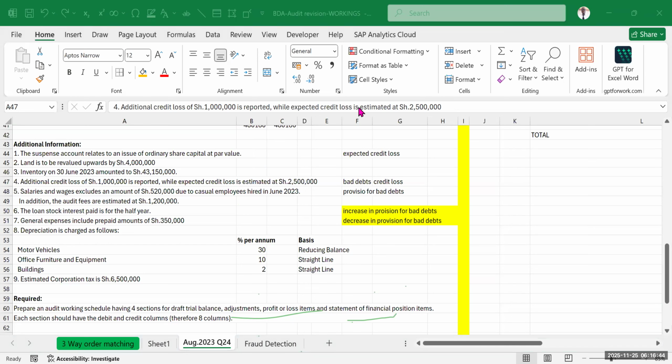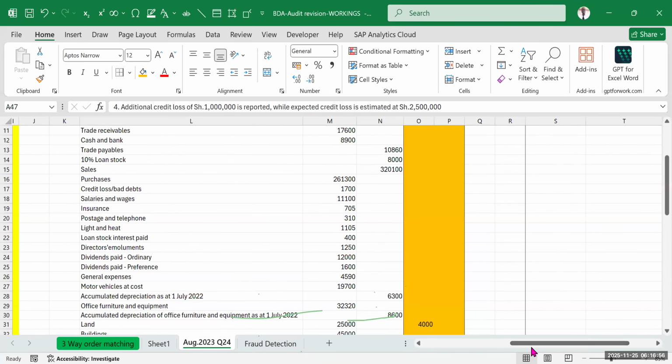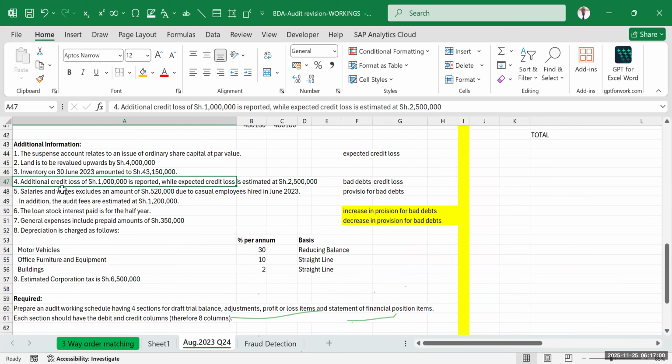Now, there is an adjustment here. The reason why there is an adjustment is because it will affect our credit sales, that is receivables. So I want to go and do the adjustment under receivables first. And what adjustment are we doing? We were told there is an additional credit loss. So part of the debtors have already been declared as bad debt.